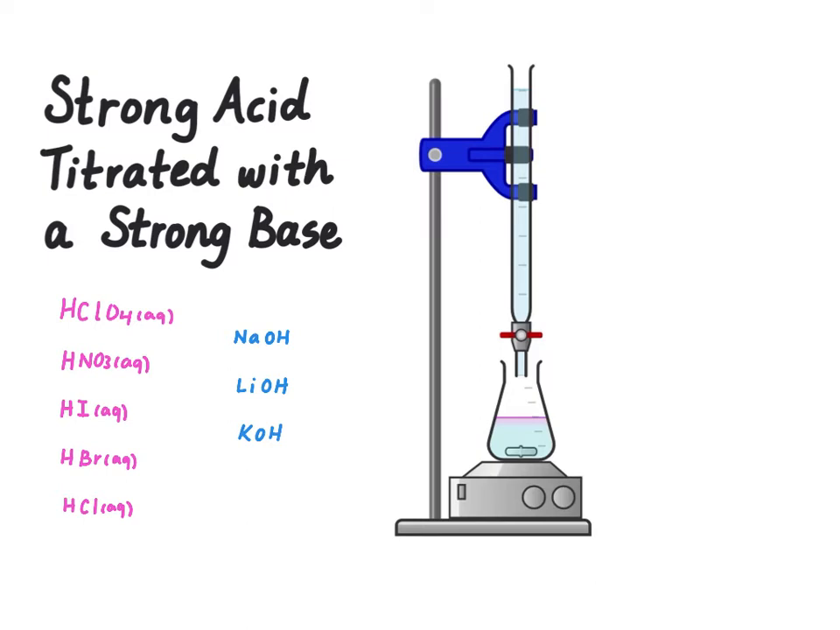When we talk about titration, the word "with" implies, or tells us, what is what in the reaction. So our strong acid is our sample. Sometimes this is also called an analyte. Our strong base is our titrant.